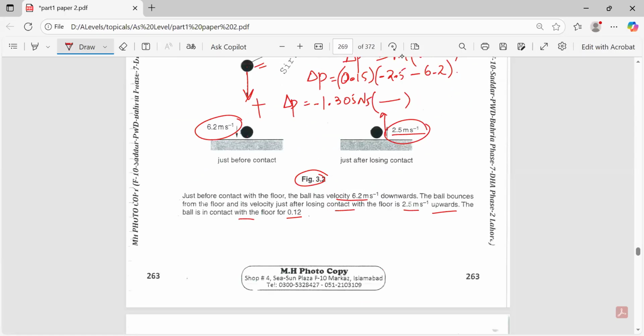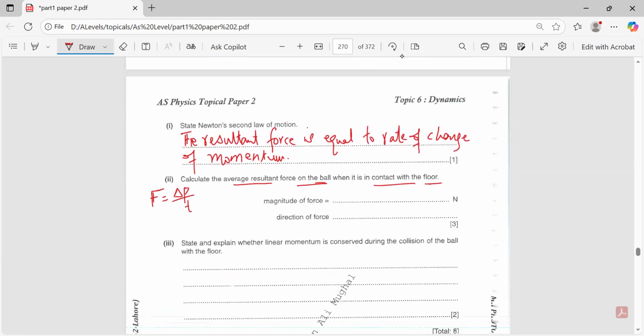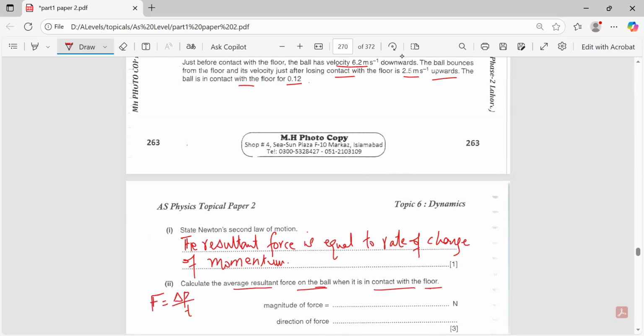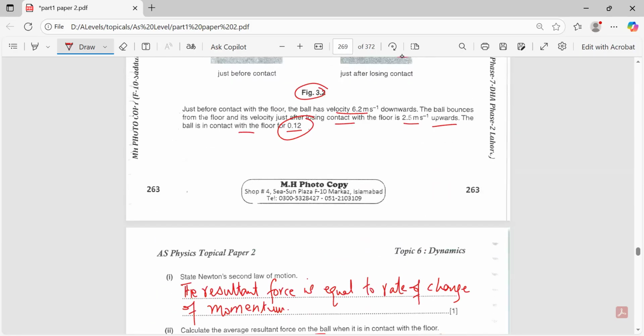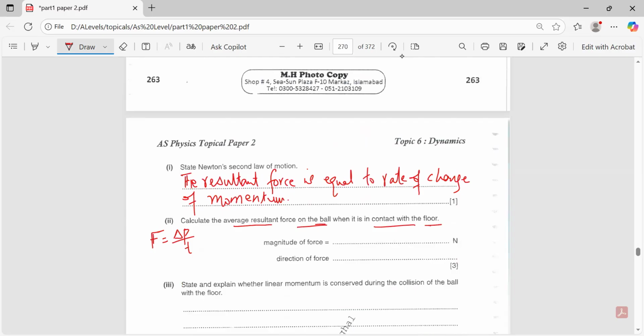And how are we going to find out the force? The force formula is change in momentum over time. Time is given to us over here: the contact lasts 0.12 seconds. So the force will be given as 1.305 divided by 0.12. When we solve it, this is roughly equal to 11 Newton. The magnitude of force will be 11 Newton and the direction is upwards.